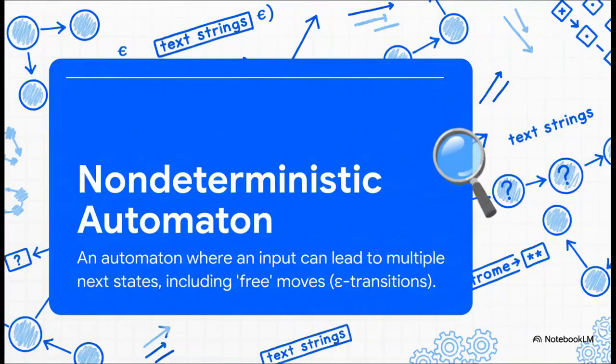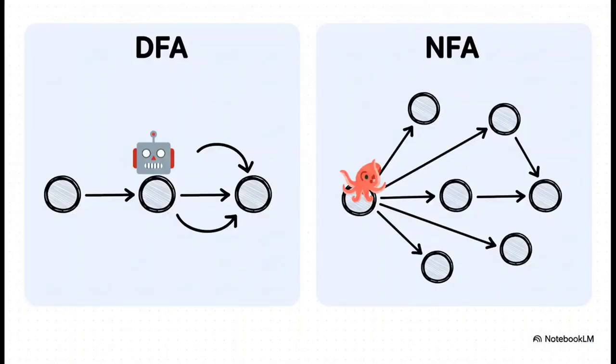The big giveaway is right there in the name, nondeterministic. When an NFA reads a symbol, it might have a choice. It could go to several different states at once. It can even jump to a new state for free without even reading anything. You can kind of think of it as being able to clone itself to explore every possible path all at once. This table really breaks it down.